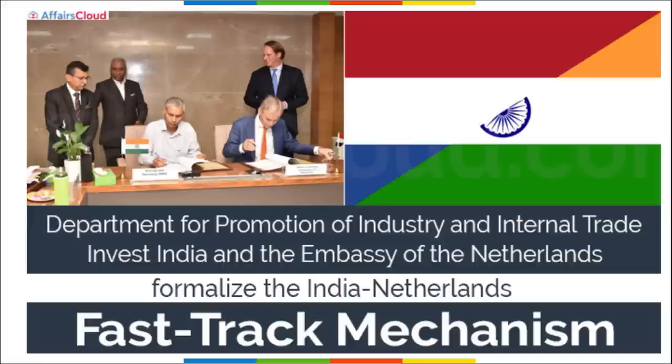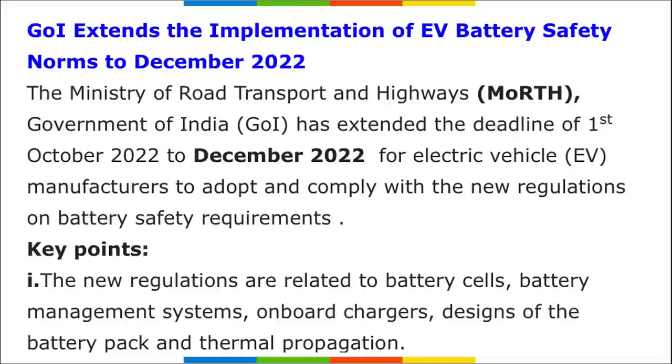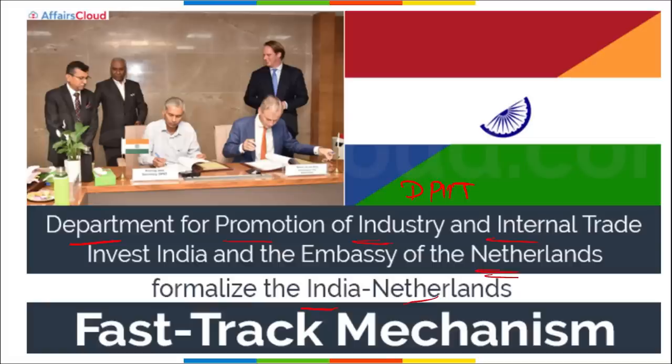Next, remember, we are talking about DPIIT, the Department for Promotion of Industry and Internal Trade. The Embassy of the Netherlands will formalize the India-Netherlands fast track mechanism. Highly important, take a note of it. A fast track mechanism will be set up. DPIIT and the Embassy of the Netherlands officially signed a joint statement to formalize this bilateral fast track mechanism. All right, this will be between India and Netherlands.